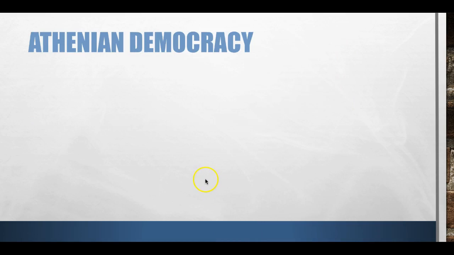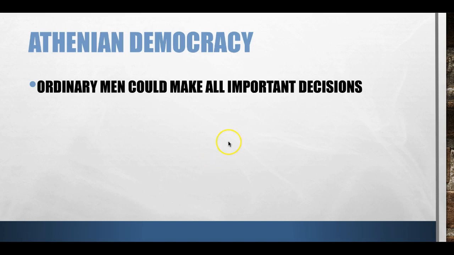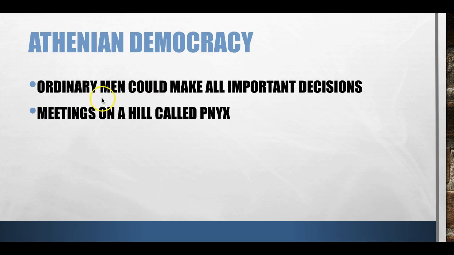Okay. Now, with Athenian democracy, ordinary men could make all of the important decisions. So, I want to reiterate again here that it is only men. Women were not allowed to be part of the decision-making process. Now, this group of men met on a hill and they called it the Pnyx. The Pnyx is actually located across from the Acropolis where the Parthenon stands. When they met at the Pnyx, all of these men together were called an assembly. And women, children, slaves, foreigners, they were not allowed to go to this meeting that the assembly held. Only citizen men.